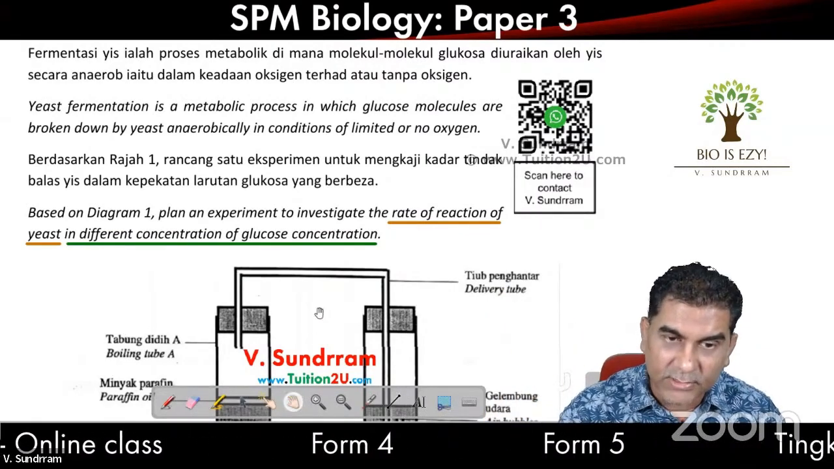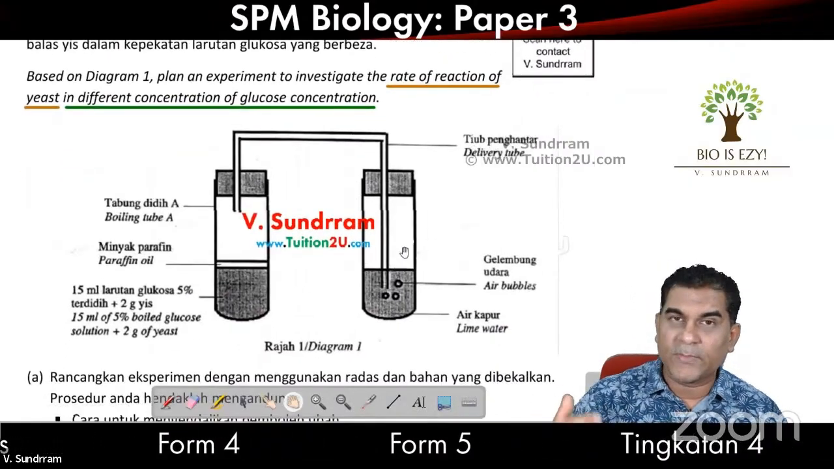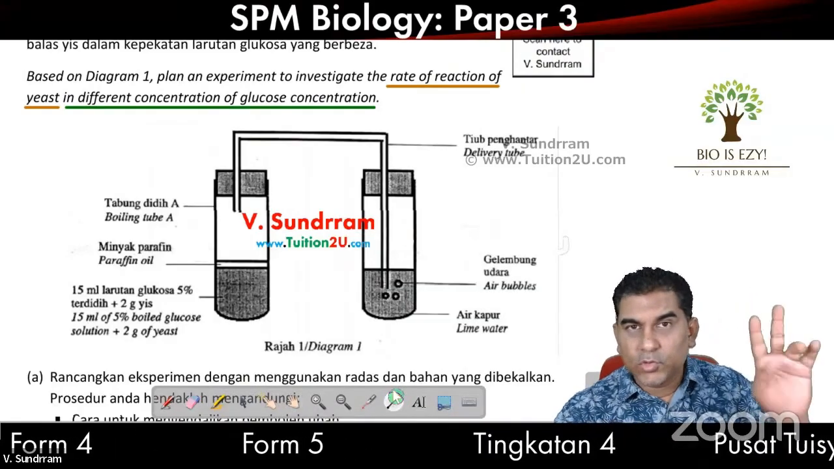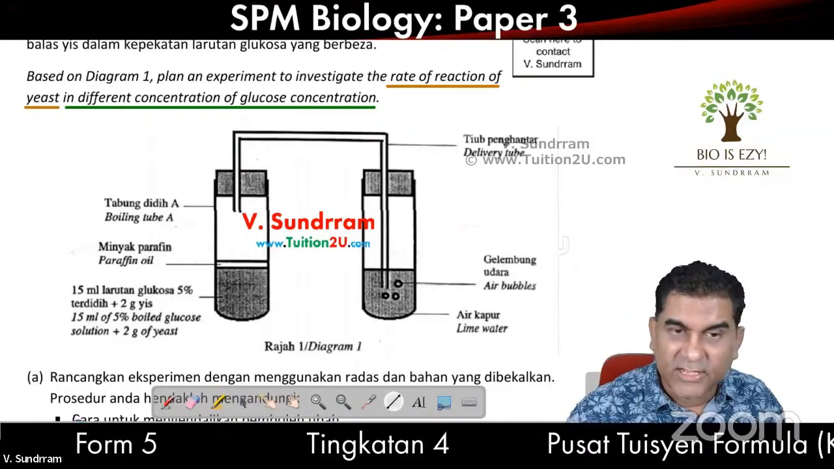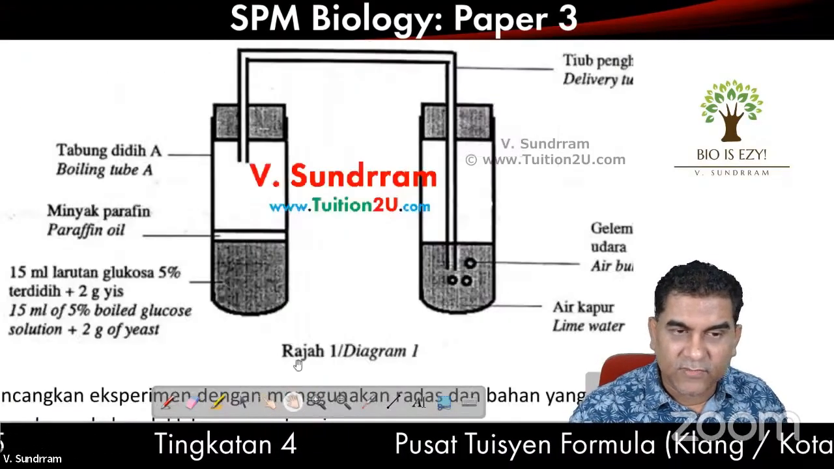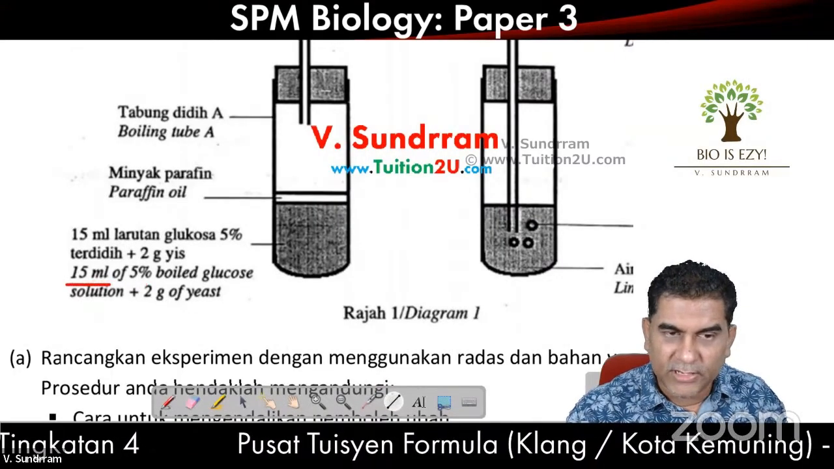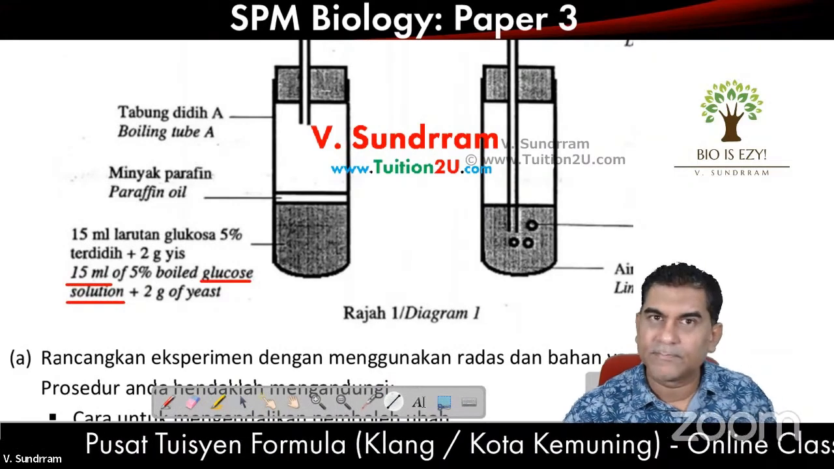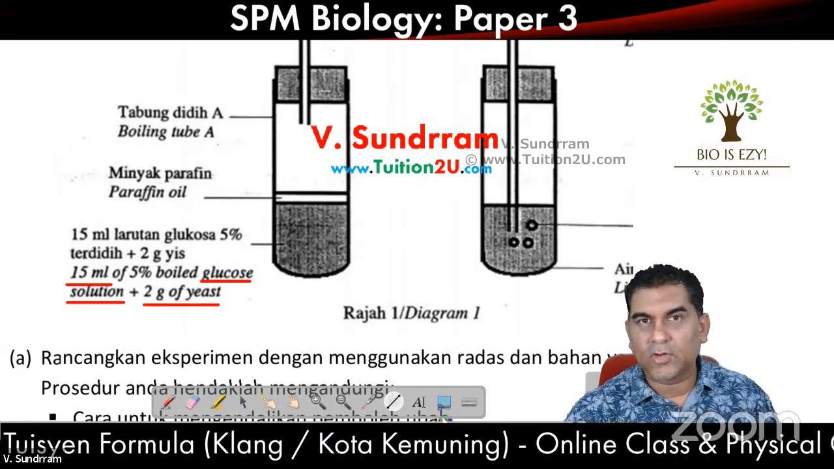Take note of the diagram also, because most of the time there is some information you can get from the diagram. Like in here, I can get 2 of the constant variables from the diagram. The first constant variable is that all the experiments use 15 ml glucose solution. So 15 ml of glucose solution is supposed to be constant. 2 grams of yeast is also supposed to be constant.